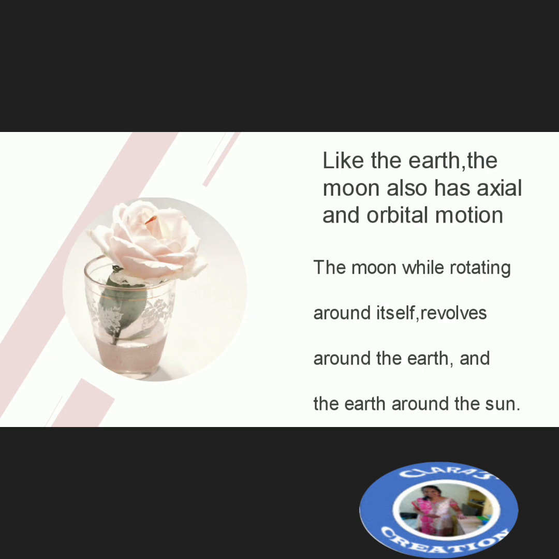Like the Earth, the Moon also has an axial and orbital motion. What is axial motion? When the Earth goes around its axis. And orbital motion is when it goes around its orbit. The Moon, while rotating around itself, revolves around the Earth, and the Earth around the Sun.